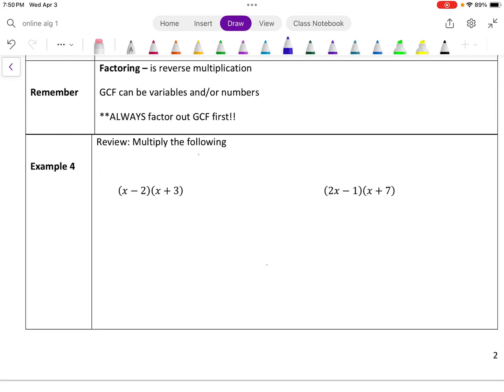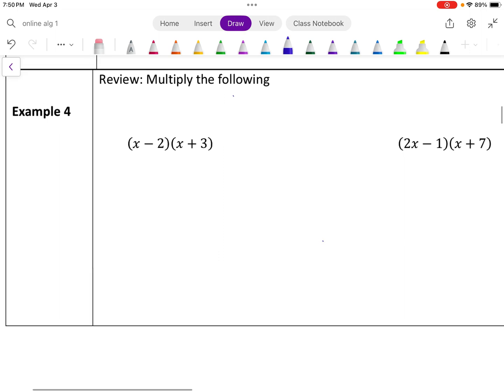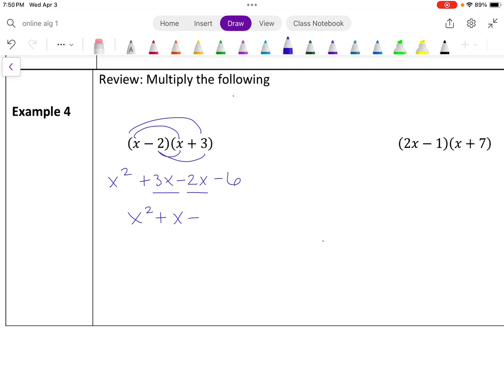Today we're going to talk about factoring, which is just reverse multiplication. So let's do a multiplication problem to review. If I was going to multiply, I'd do x times x, which is x squared. X times 3 is 3x. Negative 2 times x is negative 2x. And negative 2 times 3 is negative 6. And if I combine my like terms, I end up with x squared plus 1x minus 6.